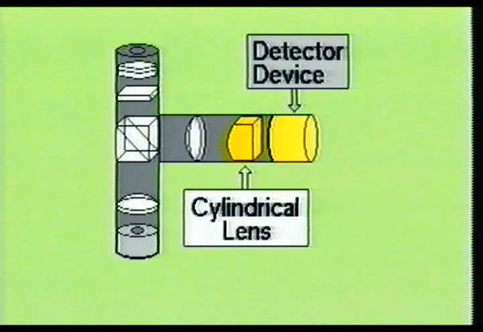Finally, we have the cylindrical lens. This is the last optical device through which the received light energy, which contains the data, must pass before reaching the photodetector, which, as you already know, is used to convert the received light wave data into electrical pulses for further processing by the computer system. Now let's see how this system works.